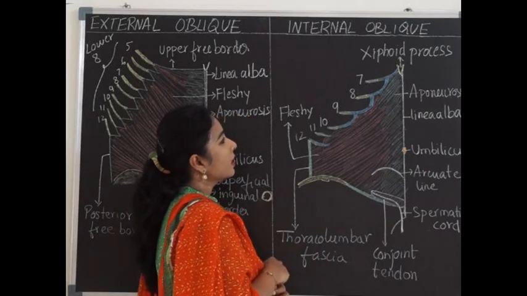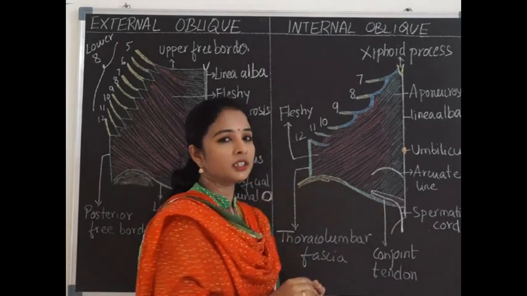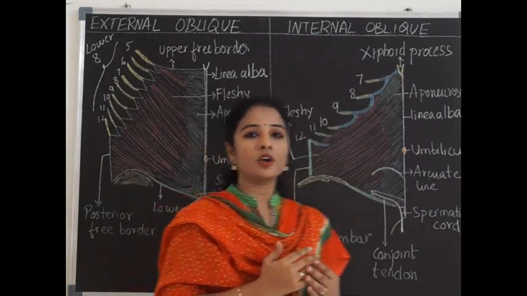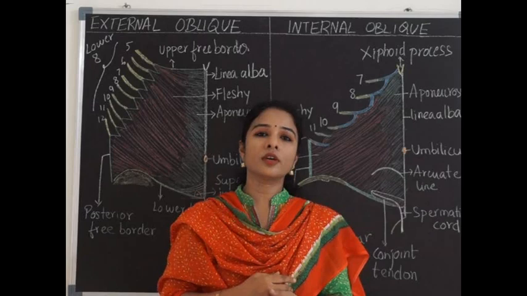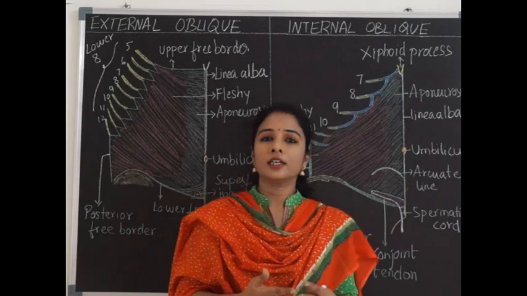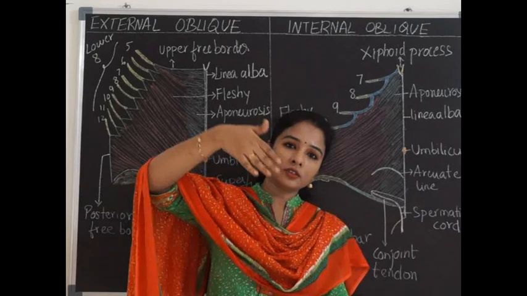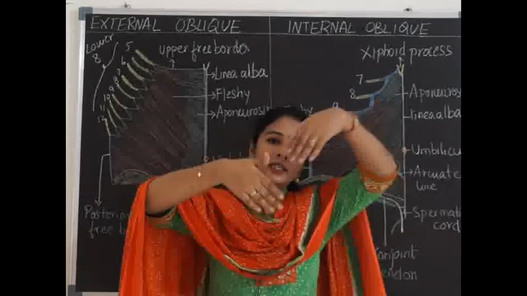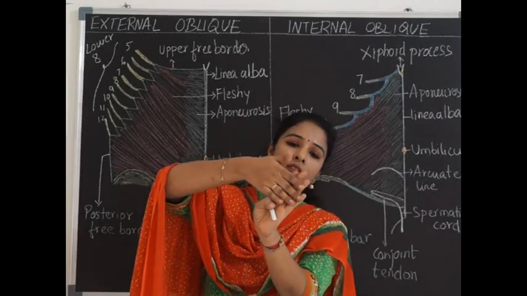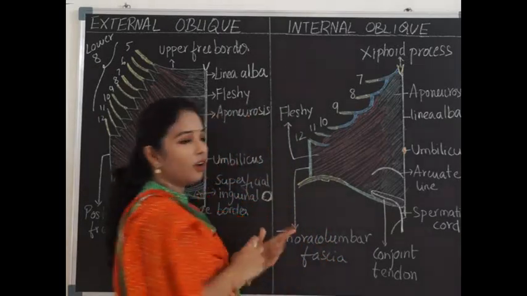Internal oblique muscle gets origin from down, that is from the iliac crest and inguinal ligament, and it runs upwards, forwards, medially, just opposite to the external oblique muscle. It runs at right angles to the external oblique muscle. Internal oblique muscle is similar to the internal intercostal muscle present in the thoracic region. So the external oblique muscle runs forwards, downwards, medially. Internal oblique muscle runs from down, medially, upwards, interdigitating at 90 degrees with the external oblique muscle. So let's see the origin.